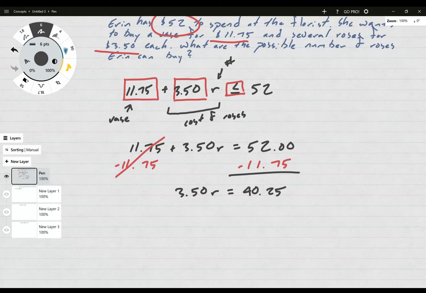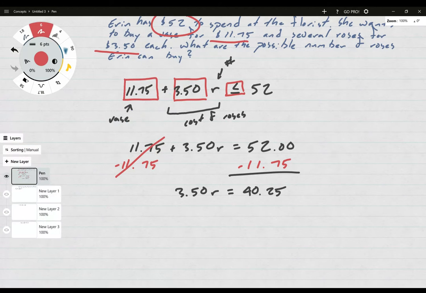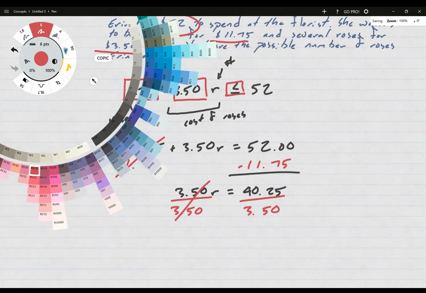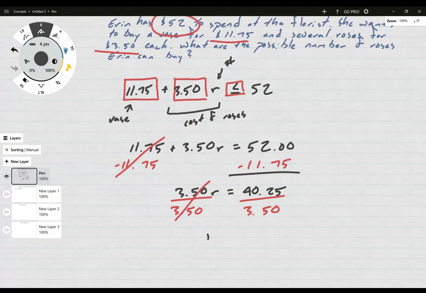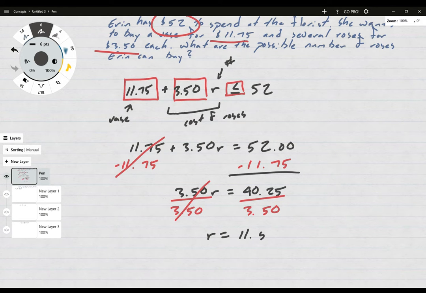$40.25. Since I have multiplication here, I need to use the inverse operation of division to isolate r. So I'm going to divide by $3.50 on both sides. This equals 1, so all I have left over there is r. So r equals $40.25 divided by $3.50. That's going to give me 11.5.